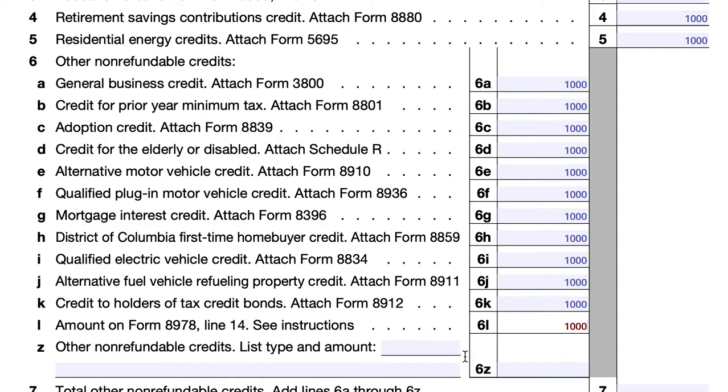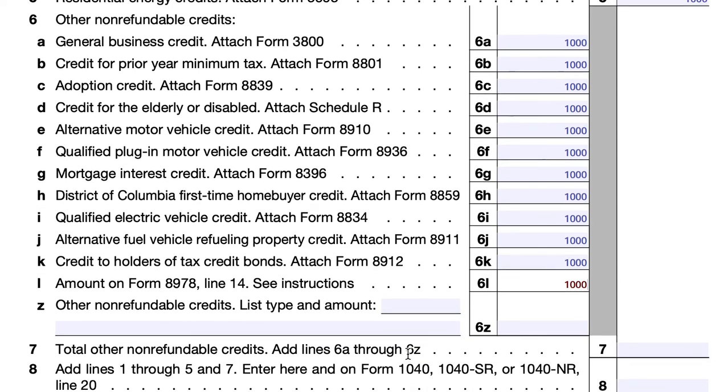Now line Z, this is a placeholder for any other non-refundable credits that you might have access to that are not reported elsewhere. So we don't have any for this situation, so we're going to leave this blank. But if you did, you would list the type of tax credit as well as the amount.